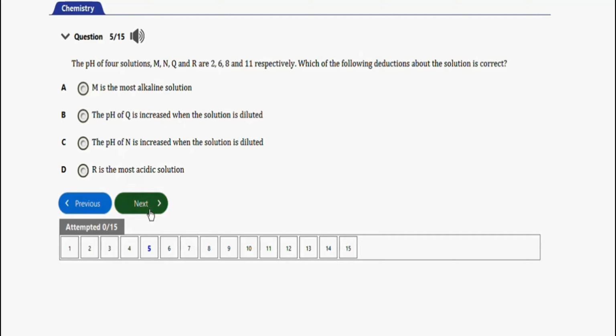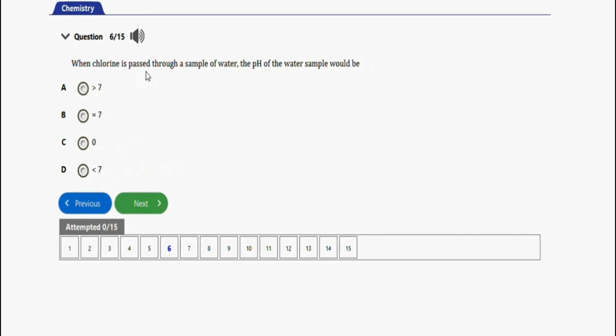The next question is this one. It says when chlorine is passed through a sample of water, the pH of the water sample would be, so it will be less than 7, because when chlorine reacts with water, you're going to have hydrochloric acid as one of the outputs. So hydrochloric acid is acidic, which is less than 7. So the pH of an acid is less than 7. Right option is option D.